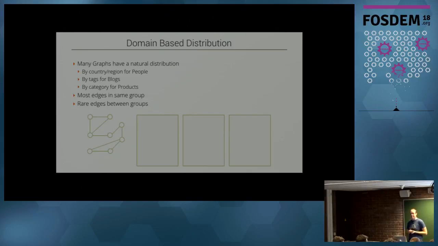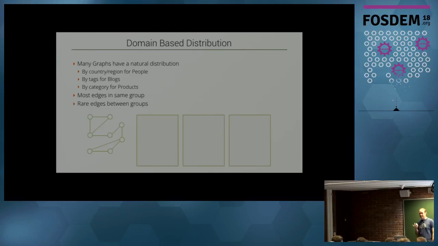But now comes the tricky part, domain-based distribution. What we have found with our customers is that many graphs have a natural distribution. Natural distribution means that most parts of the graph are largely connected. They share a common property. For example, if you have a social network, a friend network, typically most of your friends will be from the same region or country as you are. You will have some friends abroad, but most of them will be local. Or if you are storing blogs in a graph for whatever reason, probably blogs with the same tag are related to one another. Category for products and a couple more, just some examples.